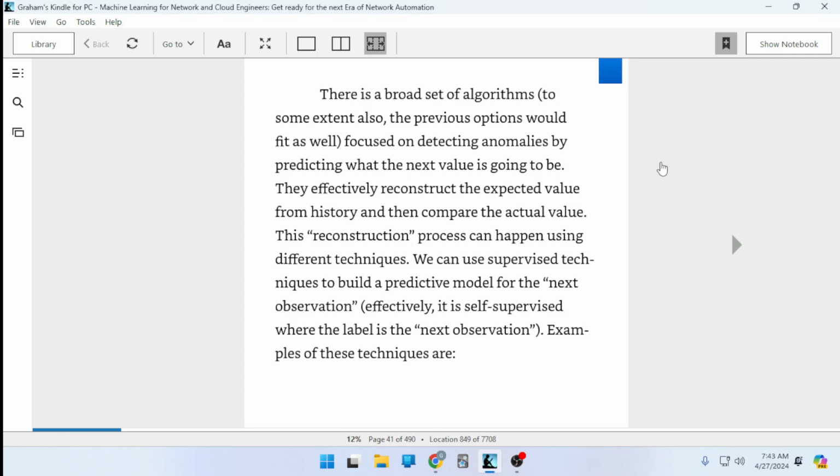There is a broad set of algorithms. To some extent, also, the previous options would fit as well. Focused on detecting anomalies by predicting what the next value is going to be. They effectively reconstruct the expected value from history and then compare the actual value. This reconstruction process can happen using different techniques. We can use supervised techniques to build a predictive model for the next observation. Effectively, it is self supervised, where the label is the next observation.